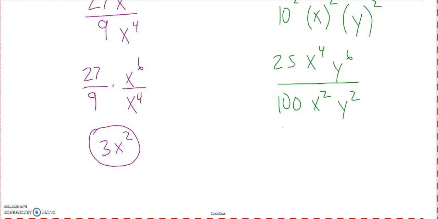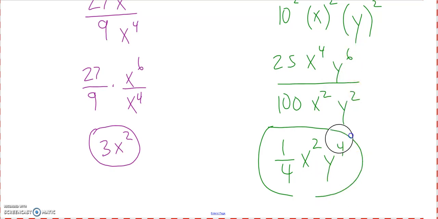Then I would separate these into different fractions. Oh, I guess I just didn't separate them, but 25 over 100, you know, is 1/4. And then subtract the exponents there, which was x squared. Subtract the exponents there and get y squared. And y to the 4th, that's what I meant. There we go. All right, one last question.